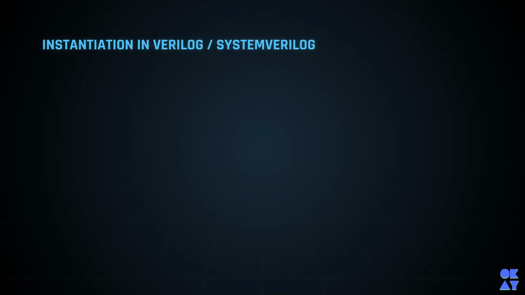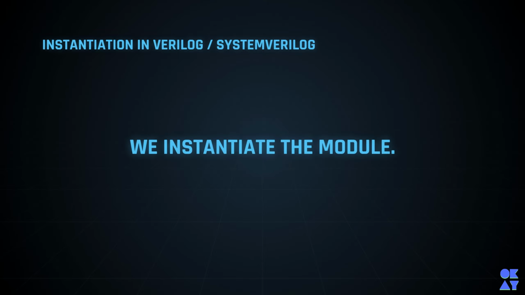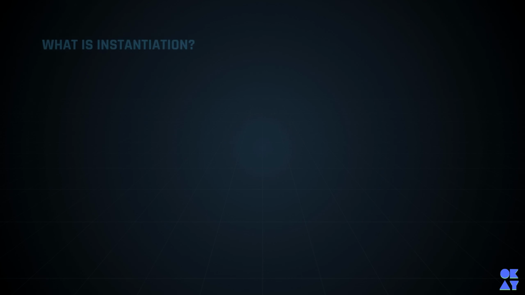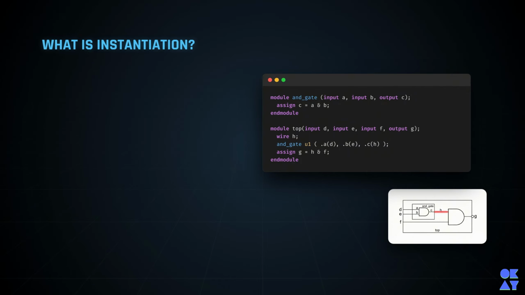Now in Verilog/SystemVerilog. In hardware design, we don't call circuits. We build hardware. If we need the same circuit multiple times, instead of rewriting the entire module code, we instantiate the module. What is instantiation? Instantiation means creating a physical copy of a module inside another module.